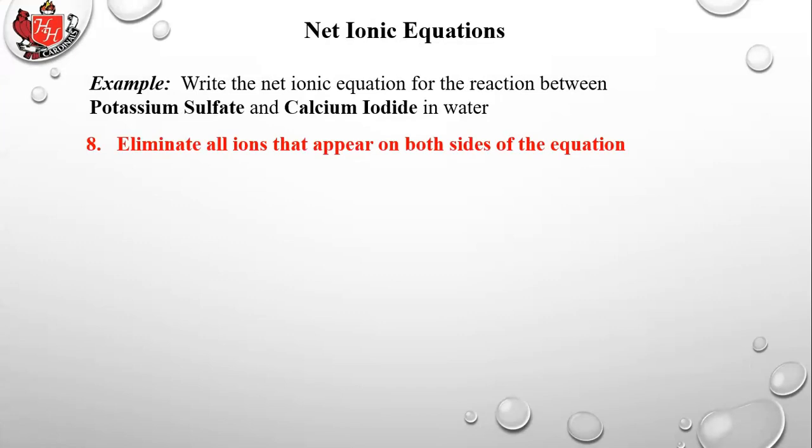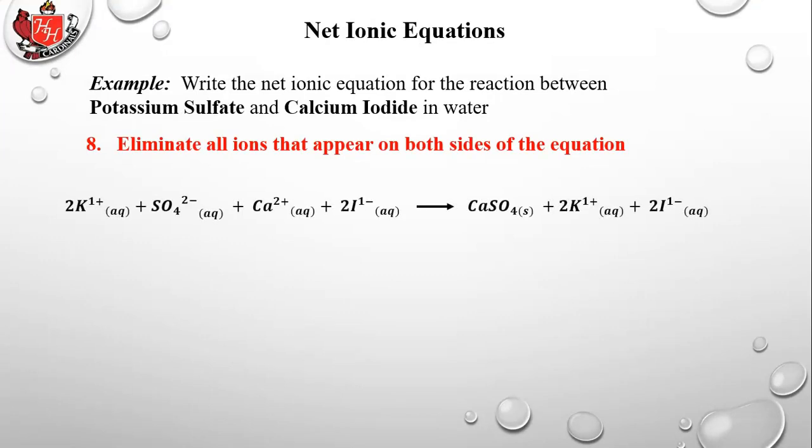Step 8. Eliminate all ions that appear on both sides of the equation. So there's the equation we had on the previous slide. What you're going to do is cancel out all the ions that appear exactly identically on both sides of the arrow. We can start with 2 K1 plus, that appears on both sides, it cancels out. Then we can go to 2 I1 minus, that cancels out, and that's it. There's nothing else that appears on both sides of the arrow.